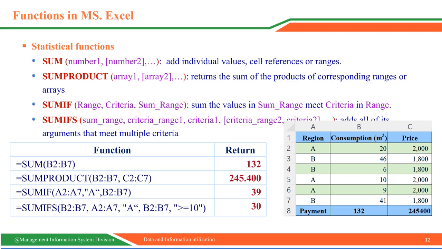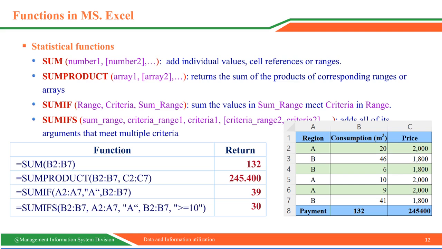Examples: sum B2 to B7 returns 132. SumProduct B2 to B7, C2 to C7 returns 245400. SumIf A2 to A7, B2 to B7 returns 39.